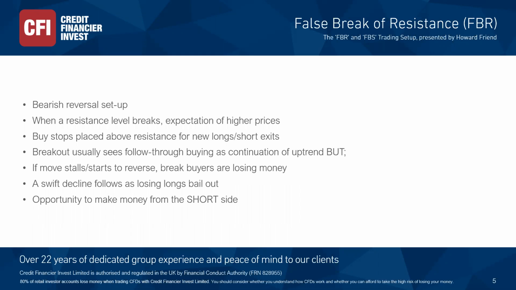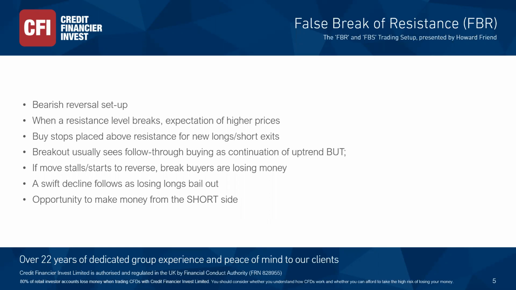So let's now talk about the failed break of resistance, the FBR. This is a bearish reversal setup, and it uses break and retrace methodology whereby the market breaks through a resistance level, and as it does so, people expect higher prices. What you typically find is when the market breaks a resistance level, short sellers have stops above the resistance level, so they'll be stopping themselves out as the market breaks higher. And also you'll have people who are flat, who don't have a position, who look to anticipate a move to higher levels as the market breaks through a resistance point.